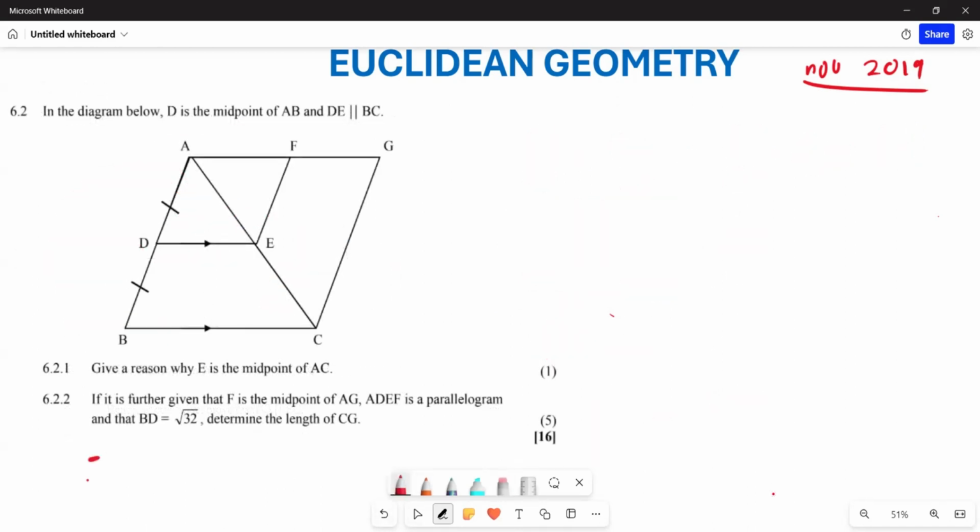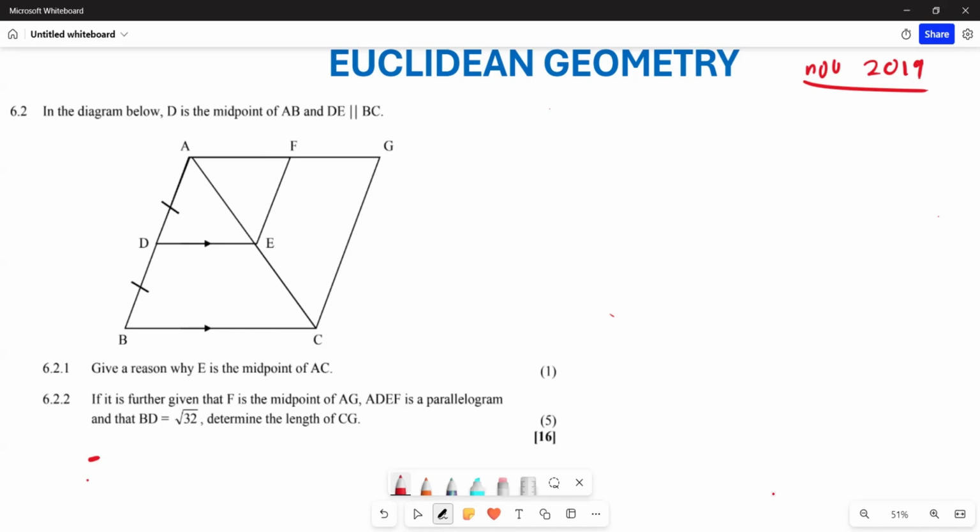Let's look at this. They say in the diagram below, D is the midpoint of AB, DE is parallel to BC. DE is parallel to what? To DC. What does that mean? So now they say, give a reason why E is the midpoint of what? Of AC. All right, this is because of what? Because of the midpoint, isn't it so?